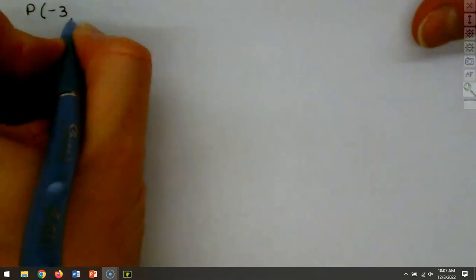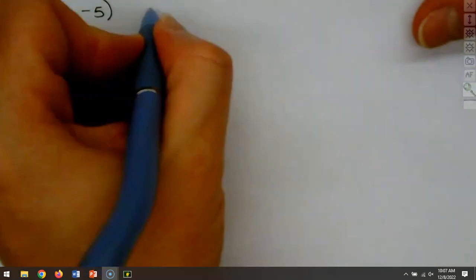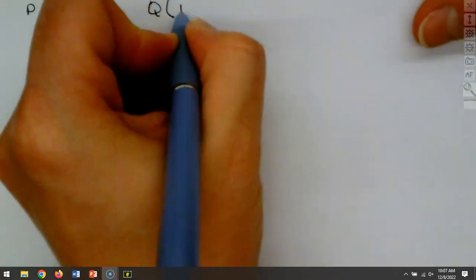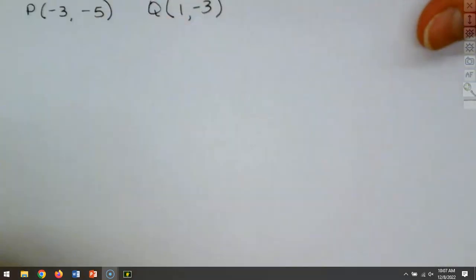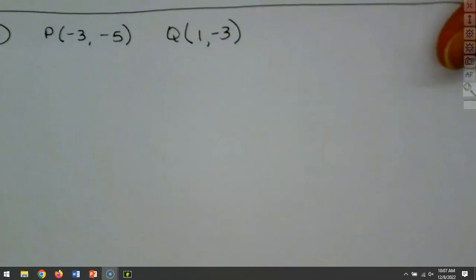So they give you the two ordered pairs. They give you minus 3, minus 5. And then you've got a Q, which is 1, comma, negative 3. And we want to find the distance. That's what we're doing here.